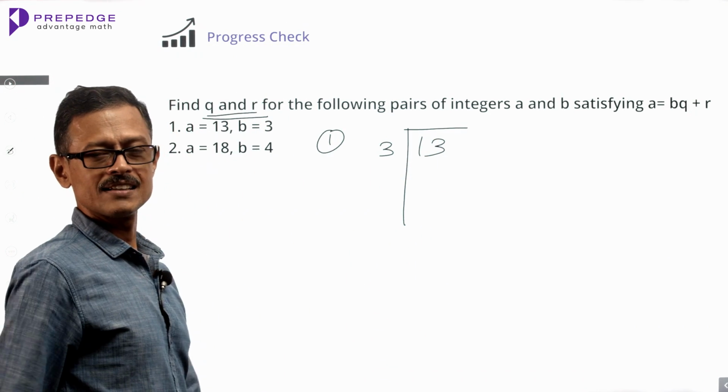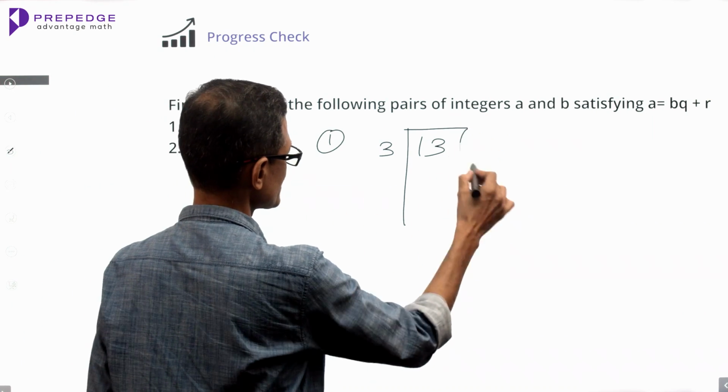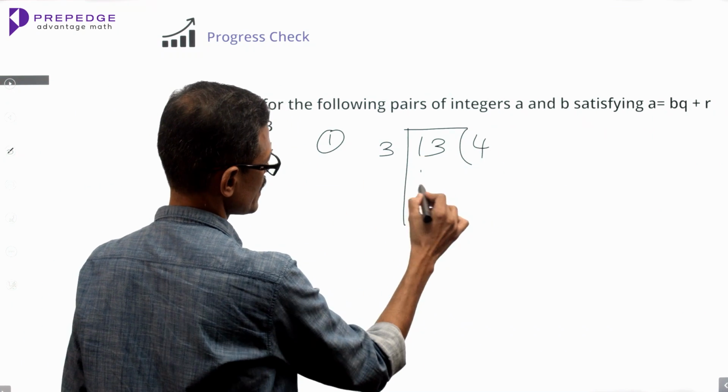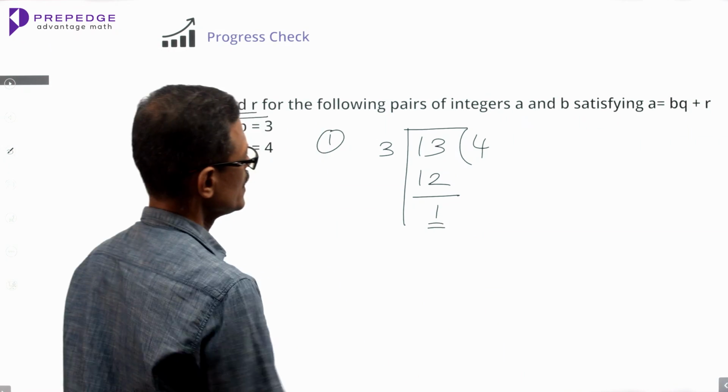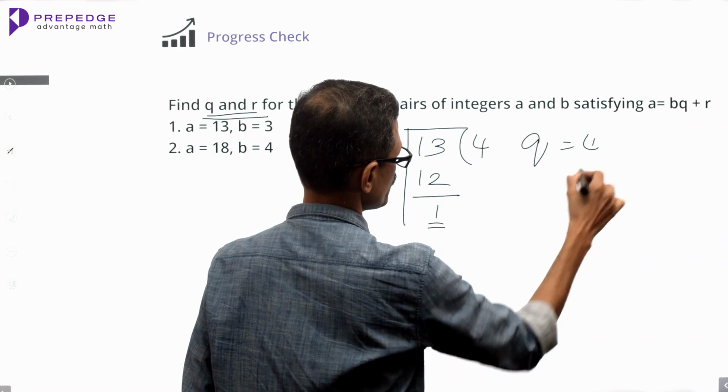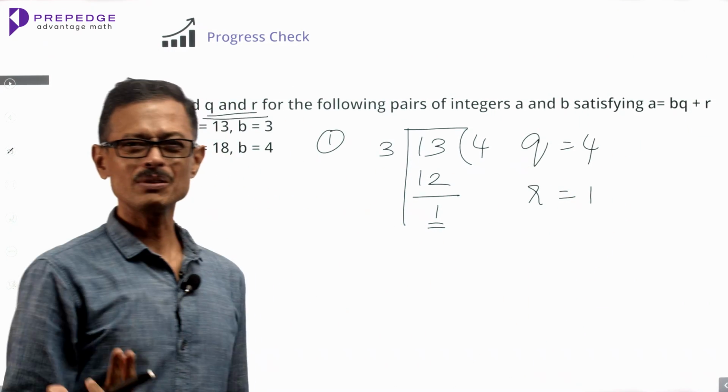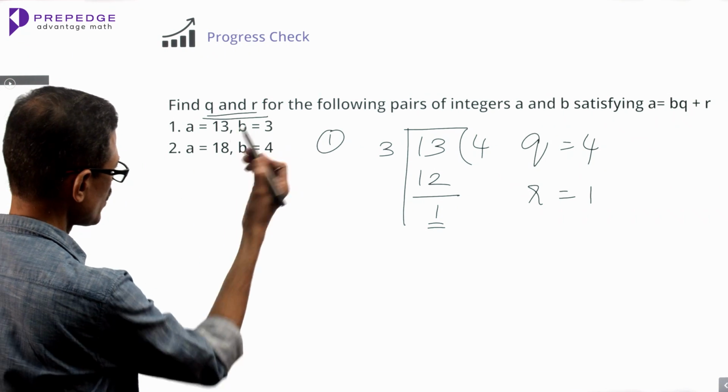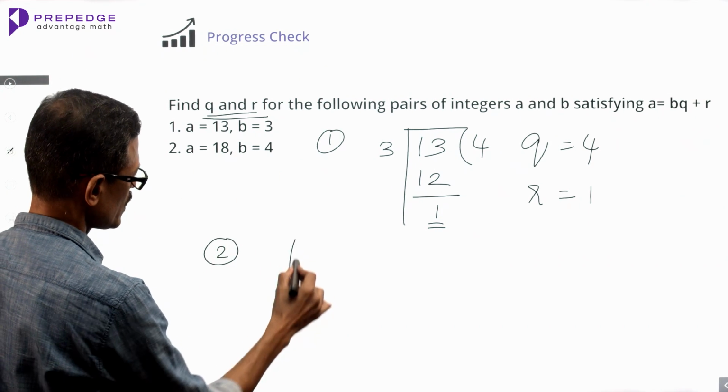Dividend is 13, divisor is 3, positive. எத்தனை தடவை போகும்? 4 times. So 4 3s are 12. எவ்வளோ remainder கிடைக்க போகுது? 1. So quotient is equal to 4, remainder is equal to 1. இது ரொம்ப straightforward, simple. This is also simple. இது இங்க பண்ணலாம். Both are positive.